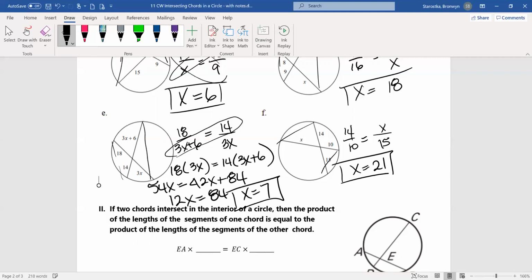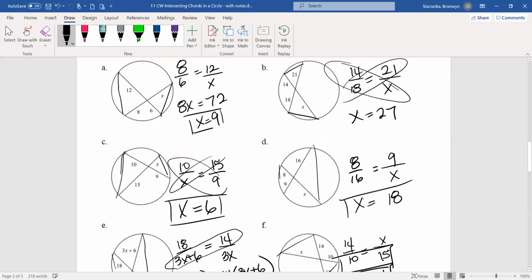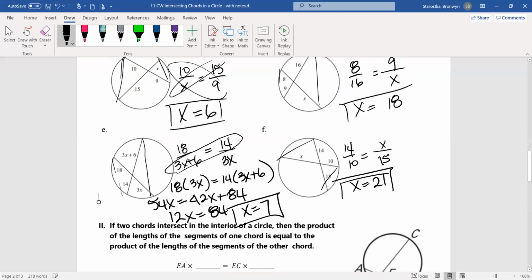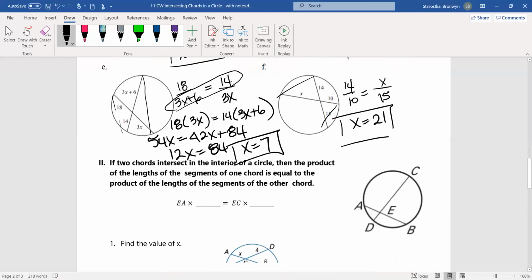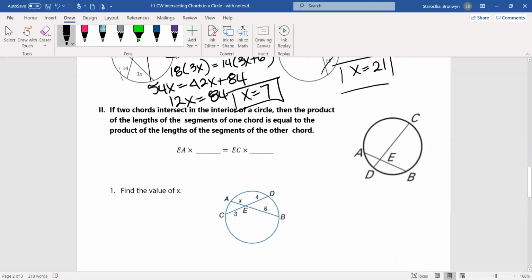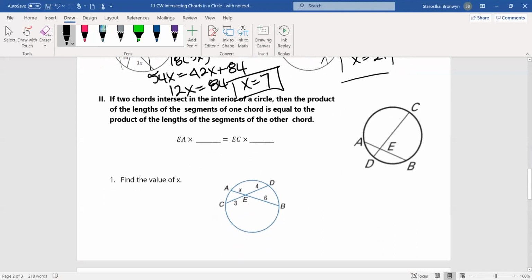All right, so this is one method, making similar triangles, setting up proportions. However you do this is fine with me. Look at my box is sliding with me. I hate it when it does that. However you decide to do it is fine with me, but this is the actual theorem here.